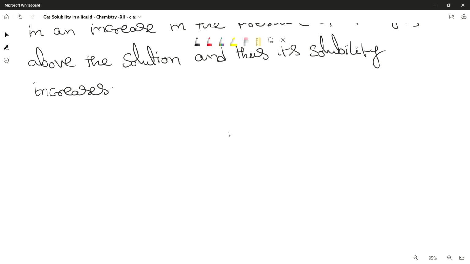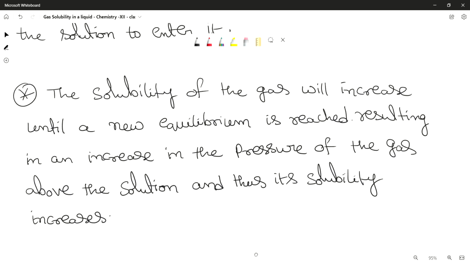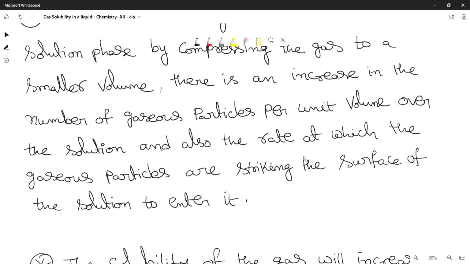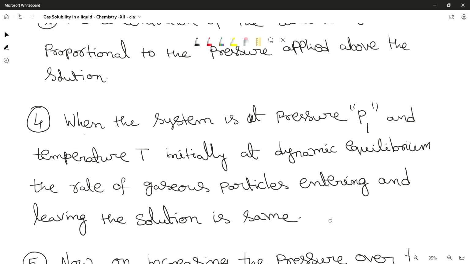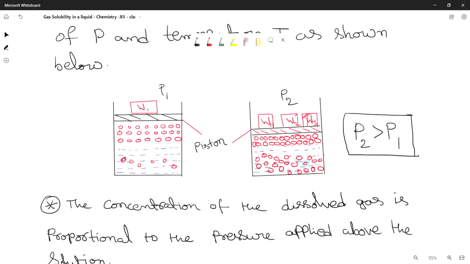So the basic idea is that once the gas molecules come closer, they start interacting with the liquid surface, and you see more dissolution of the gas. That is represented by more red dots compared to the earlier situation. More gas has dissolved once I increase the pressure to P2. How do I increase the pressure? By applying weights over the piston. I bring in two more weights, W2 and W3, by which I increase the pressure.